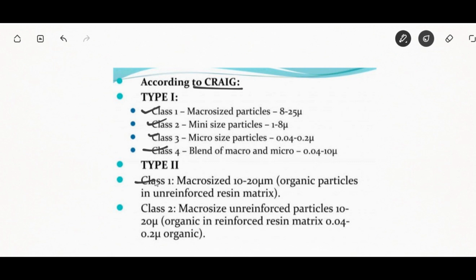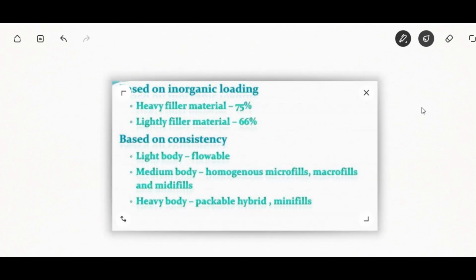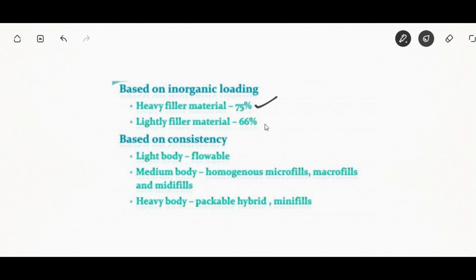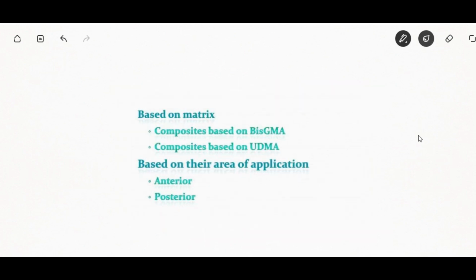And type 2 classification, macro size like 10 to 20 micrometer. They can be classified on the method of curing like chemical, UV light, visible or dual cure. Based on inorganic loading, they can be heavy filler material or lightly filled material. Based on consistency, they can be light body, medium body or heavy body. According to the matrix composition, they can be BIS-GMA, UDMA.